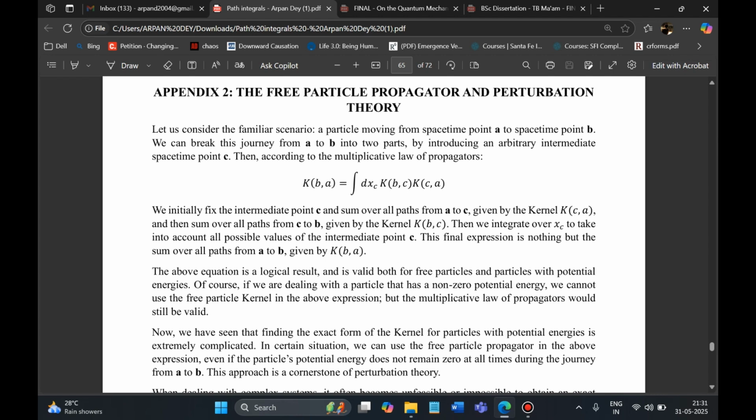Anyway, now the point is, initially I was very interested in quantum mechanics and this formulation of quantum mechanics and this kind of areas, and maybe that's why I chose the topic of path integrals for my undergraduate dissertation.